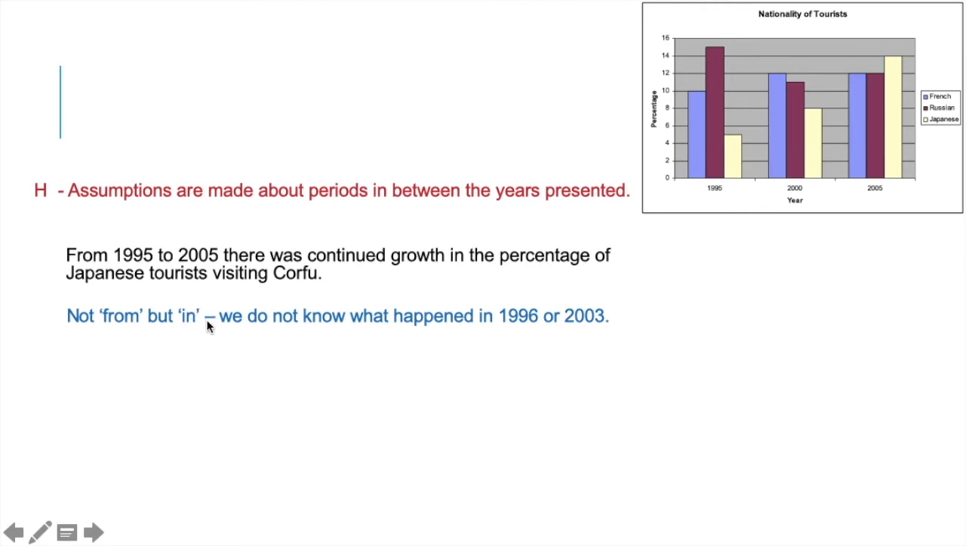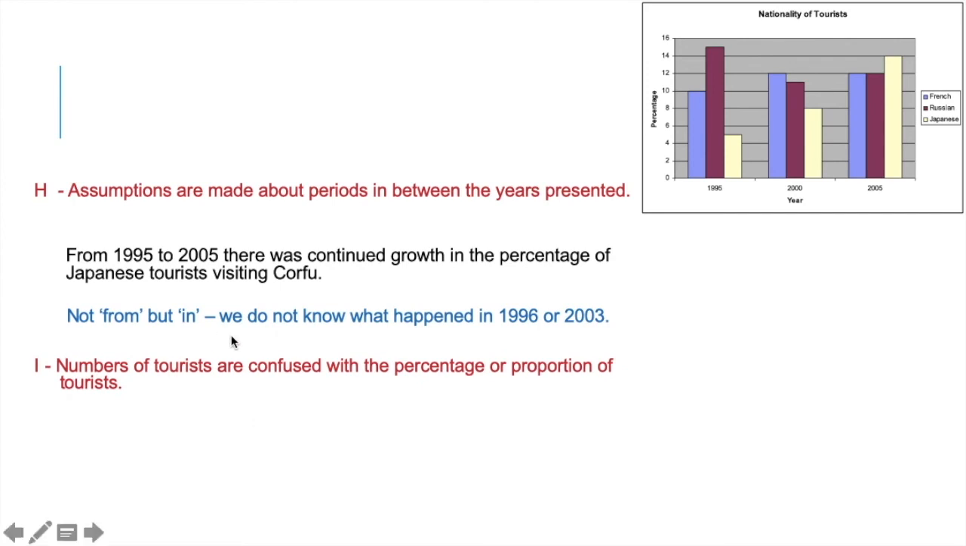So you say each year, in 1995, in 2000, in 2005. And the final point, numbers of tourists or numbers are confused with percentages, and this is why it's very important to study the X and Y axis. Okay, here we've got percentage. It's not the same as the number of tourists.